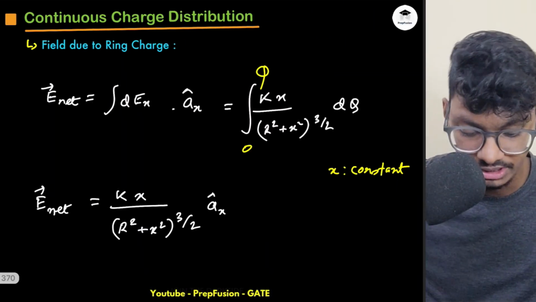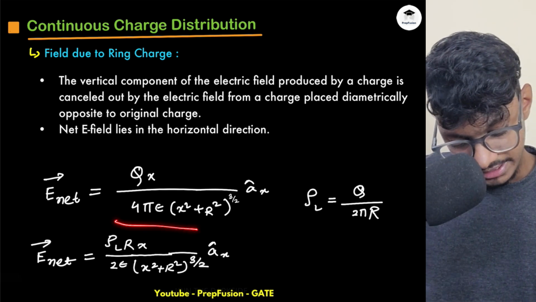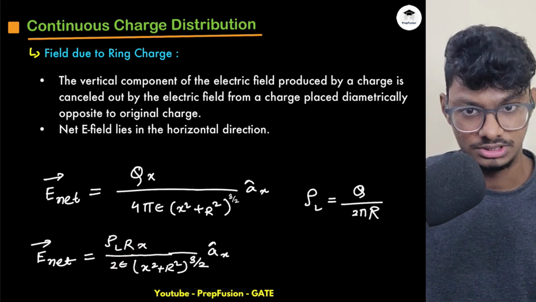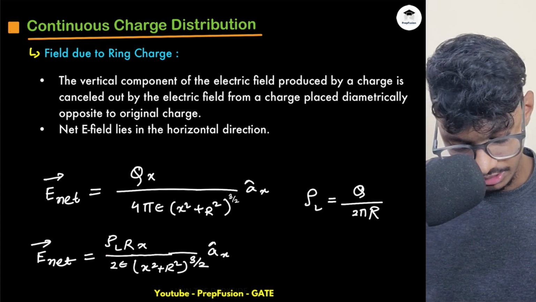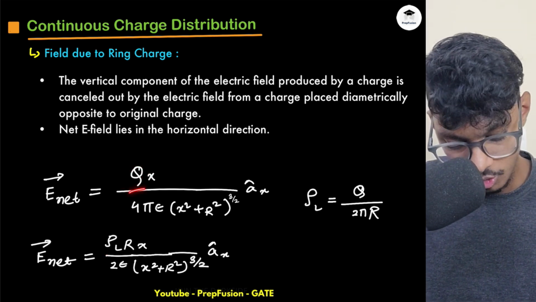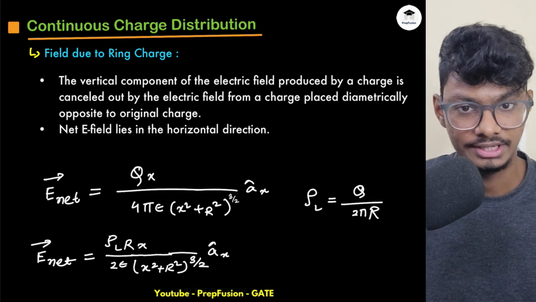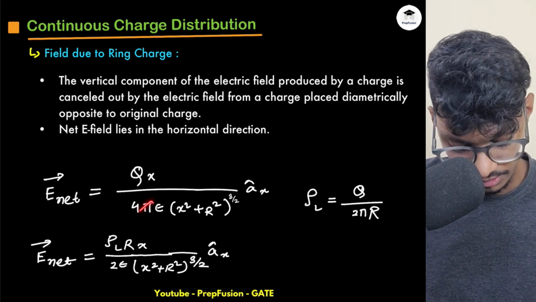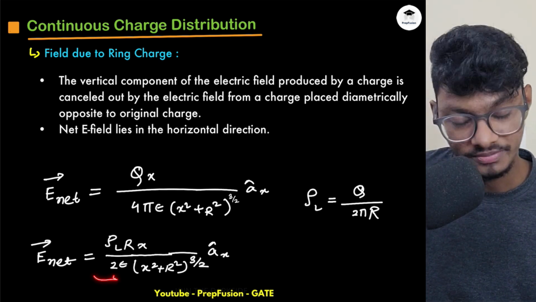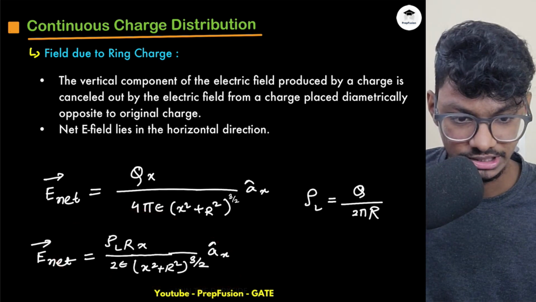Don't worry about that. So E net will be this, and if it is given in terms of charge density, I can write Q as rho_l into 2 pi r, if the radius is r. And this 4 pi will get cancelled. This will be rho_l by 2 epsilon, and this will be the expression.